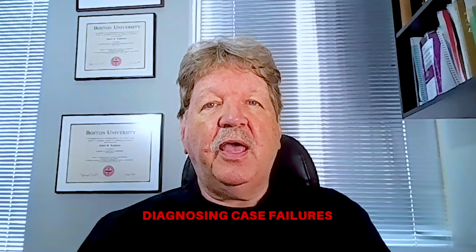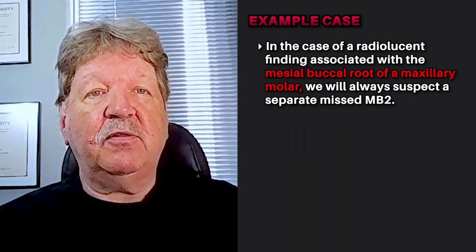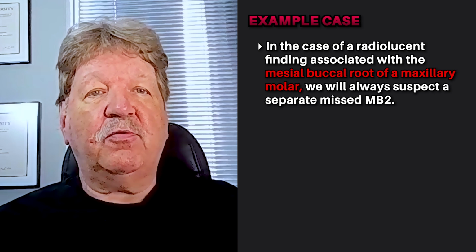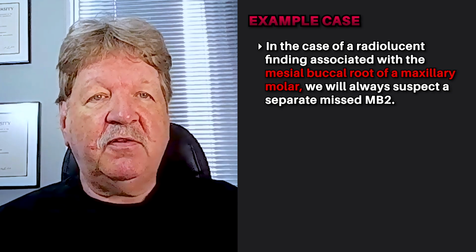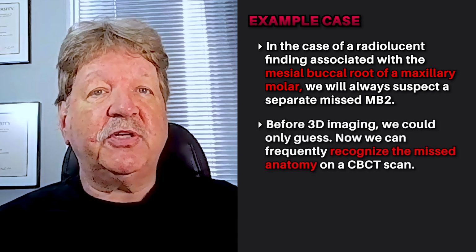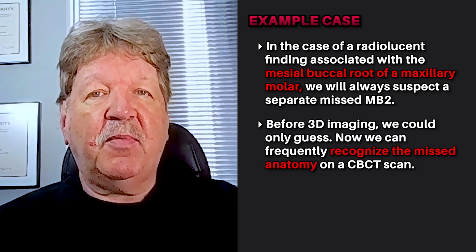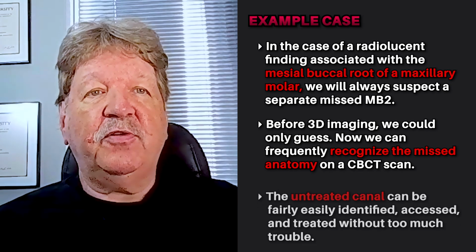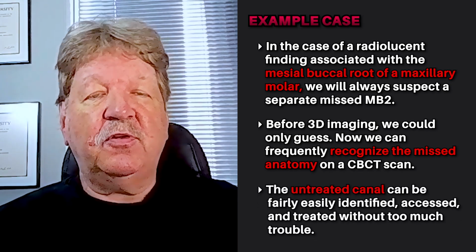CBCT imaging has allowed us to be much more precise when it comes to diagnosing case failures and what the origin of these failures may be. For example, in the case of a radiolucent finding associated with the mesiobuccal root of a maxillary molar, we will always suspect a separate missed MB2. Before 3D imaging, we could only guess. Now we can frequently recognize the missed anatomy on a CBCT scan. The untreated canal can be fairly easily identified, accessed, and treated without too much trouble.